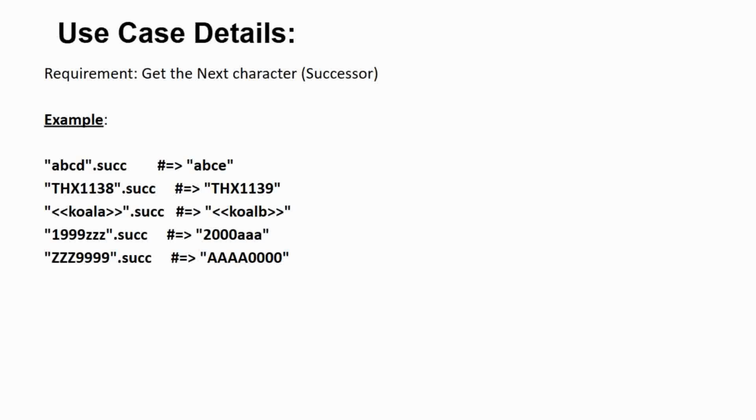So with ABCD, ABC remains the same and the D changes to E. That means E is the successor of D. Likewise, for 1999 ZZZ, the successor of that particular string is 2000 AAA. We can see a couple of such examples in our use cases when we build recipes. This is the first use case.